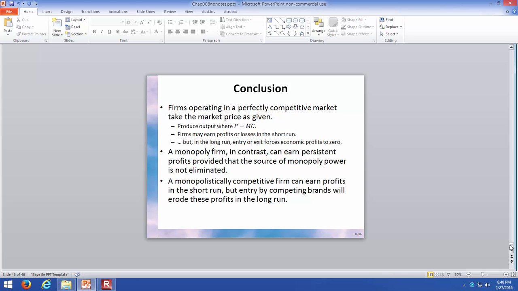So here, to conclude, basically what we want to do is compare the three cases. The first is firms operating in a perfectly competitive market take the market price as given and produce the output where price is equal to marginal cost, and firms may earn profits or losses in the short run, but in the long run entry or exit forces economic profits to zero. That's what we see here. And a monopoly firm, in contrast, will earn persistent profits provided that the source of monopoly power is not eliminated. So that is how they set the pricing. And what about the last one?